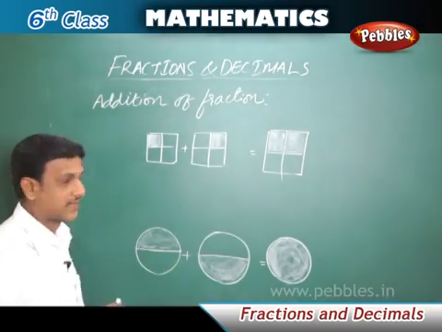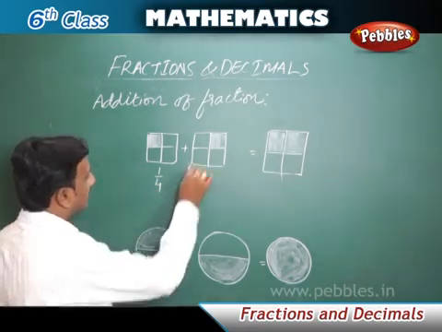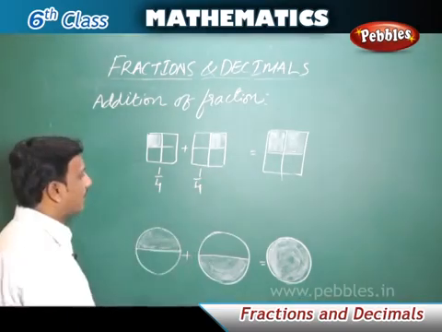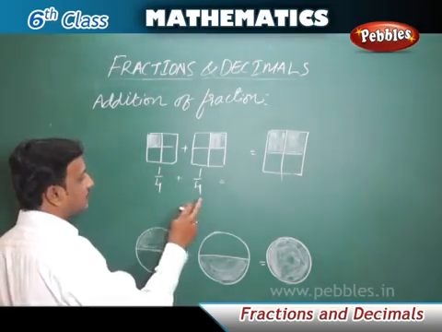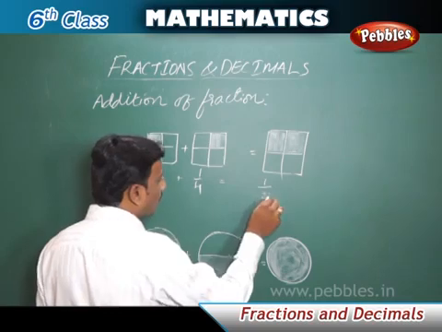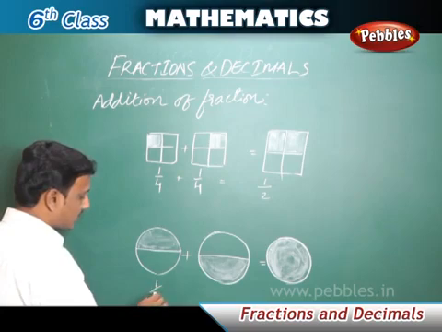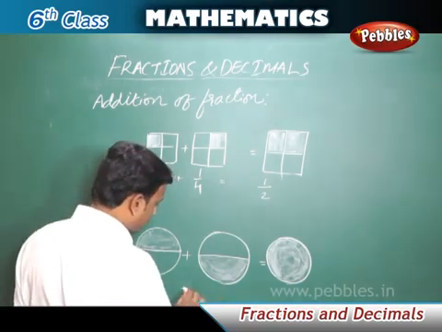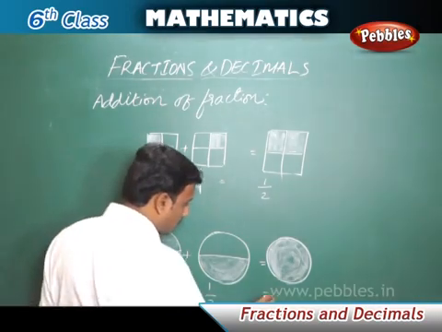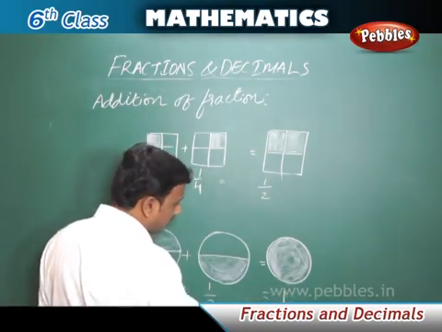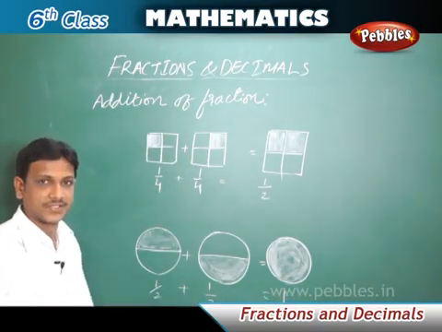Addition of fractions. This picture represents 1/4 and this picture represents 1/4. Now we are going to add this 1/4 plus 1/4. 1/4 plus 1/4 gives rise to 1/2. In the same way, this picture represents 1/2 and this picture represents 1/2. So 1/2 plus 1/2, half plus half, gives 1. So this is the addition of fractions.